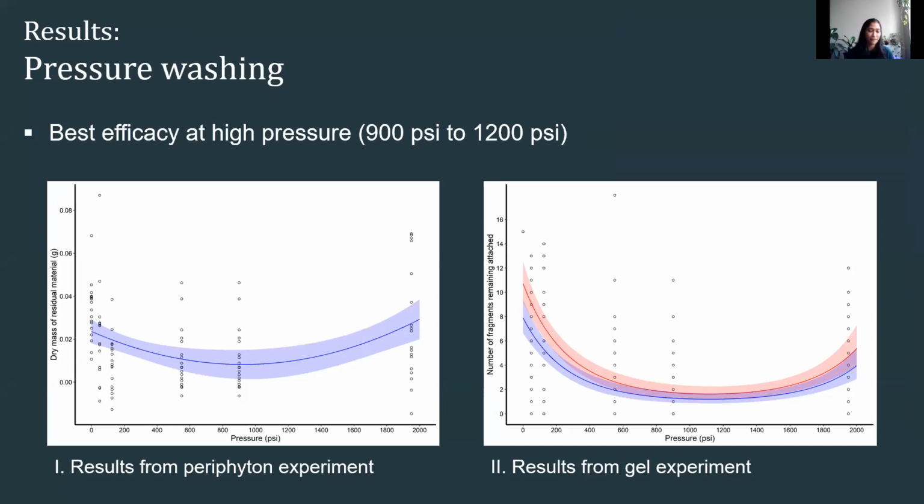With proper pressure washing techniques, a pressure of 900 to 1200 PSI was sufficient to remove the most amount of material, regardless of orientation, as shown by the graph on the right here. So the blue line corresponds to the angled surface, and the red line corresponds to the vertical surface. However, it was interesting to note that very high pressures close to 2000 PSI did not produce better results than the 900 to 1200 PSI range.